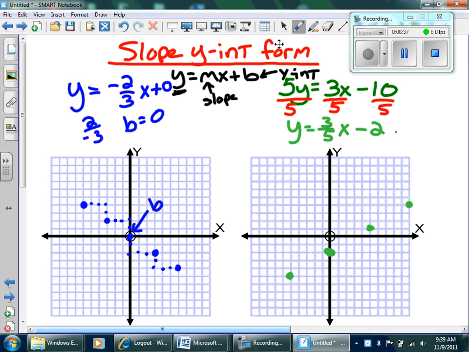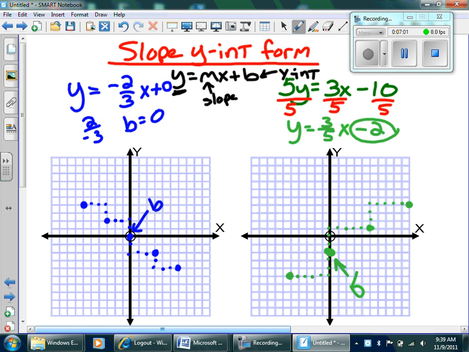My b is right here. So I put b in at -2. The y-intercept is -2. My rise is 3. 1, 2, 3. My run is 5. 1, 2, 3, 4, 5. I hit the point. If I go back to my y-intercept, I could go down 3 and left 1, 2, 3, 4, 5.